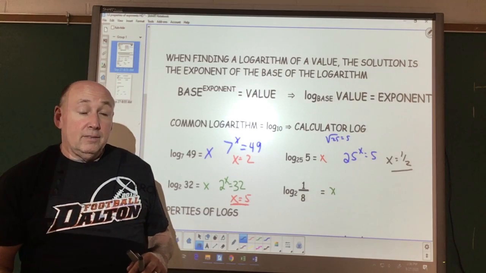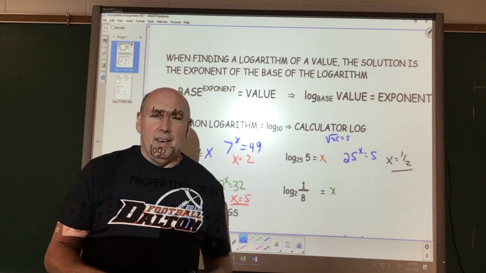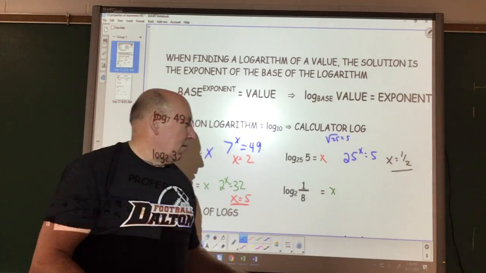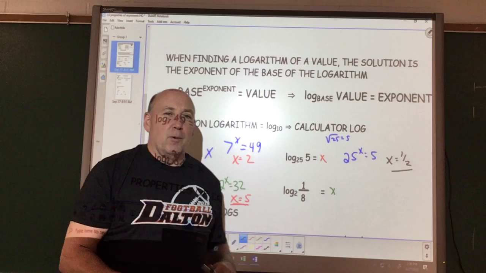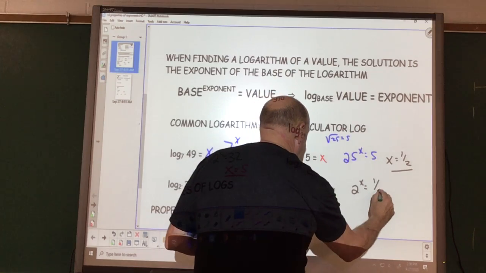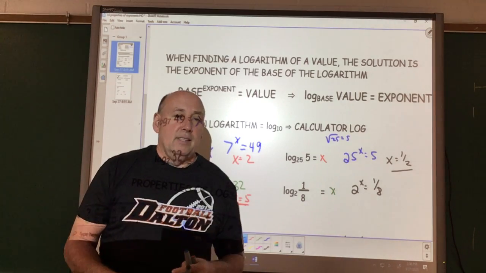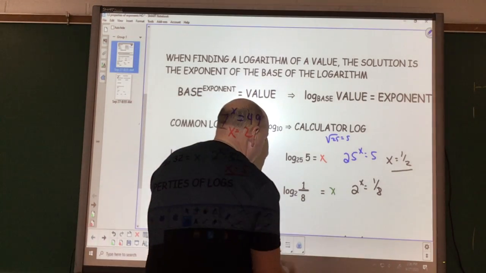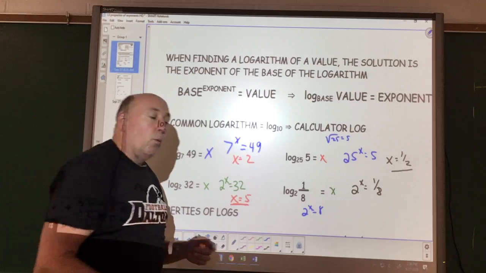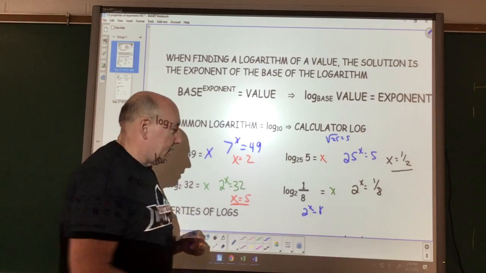Okay, next one. How would I write that into an exponential form? Ozzy, how would I write this in an exponential form? That's correct. 2 to the x is equal to 1/8. Now we have to remember, how do I deal with 1/8? Well, if I had 2 to the x is equal to 8, Ozzy, what exponent would we have to take 2 to get the value of 8? That's correct. X is equal to 3.